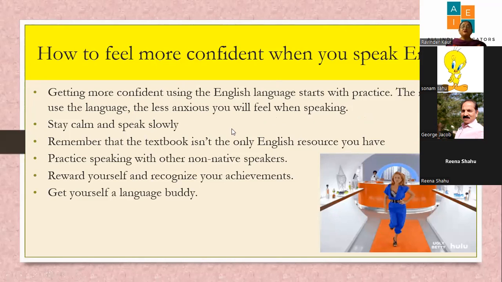Stay calm and speak slowly. Remember that the textbook isn't the only English resource you have. So what should you tell your students when you have to make them learn English, how to speak?